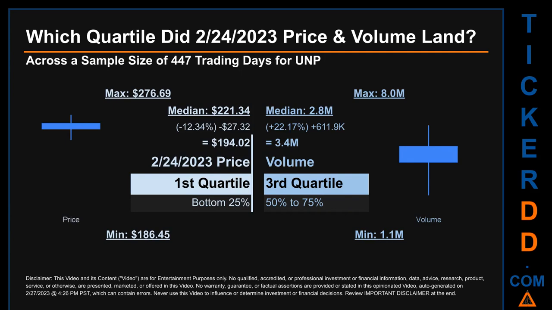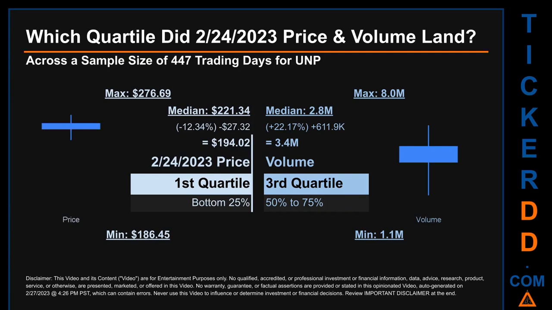The day's volume landed within the third quartile, that is within the 50% to 75% range of all sampled daily volume, which saw a max daily volume of 8 million and a minimum of 1.1 million. Quartiles tell us about the spread of a data set by breaking that data set into quarters, just like how the median breaks the set into half.